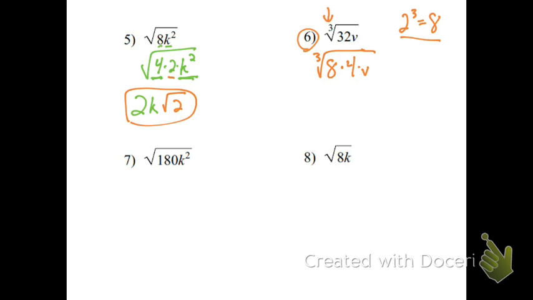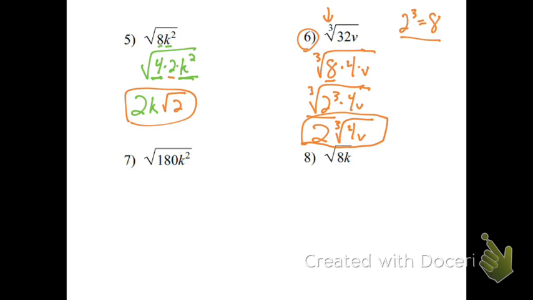So the third root of 8 is like saying the third root of 2 to the third, and then times... oh, it's not 2, times 4v. So the third root of 2 to the third is 2, so that pops out, and then I'm left with the third root of 4v inside. So that is going to be my simplified radical right there.